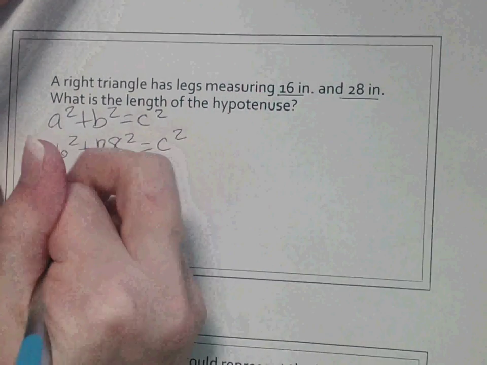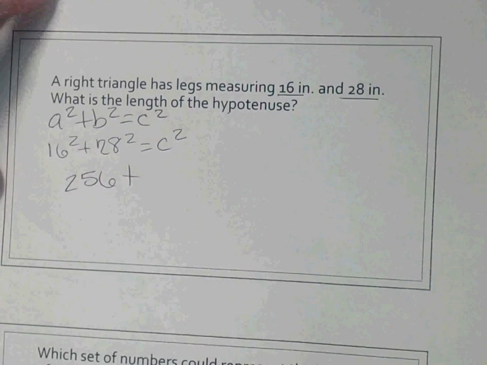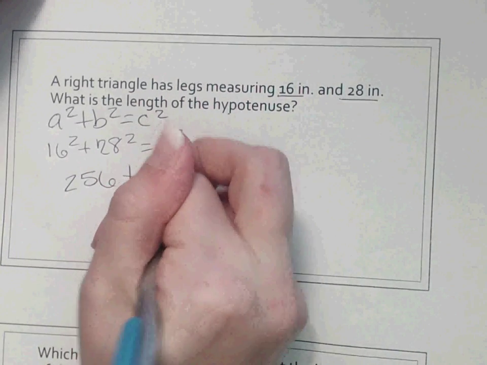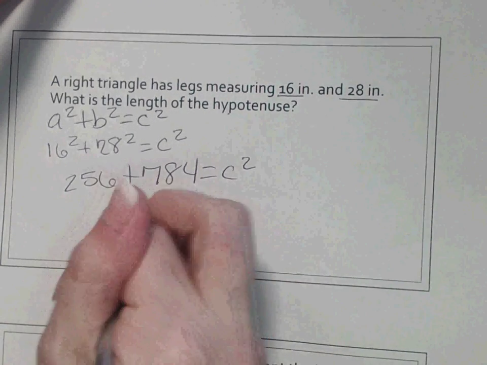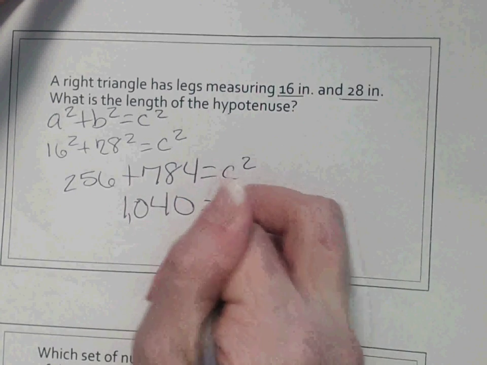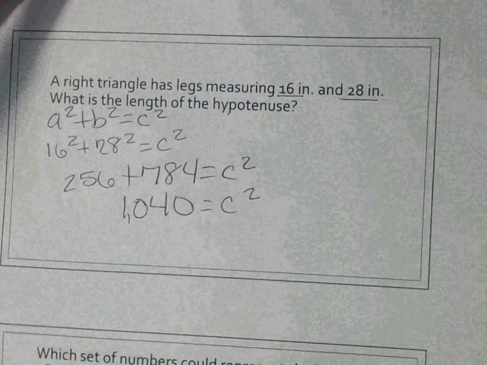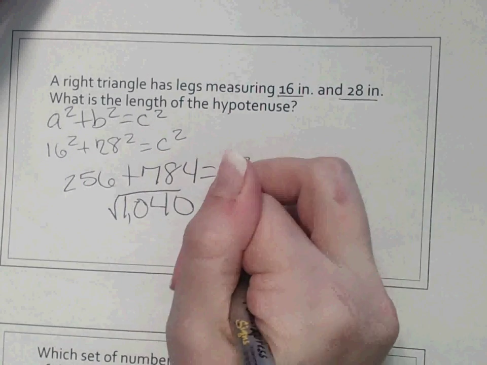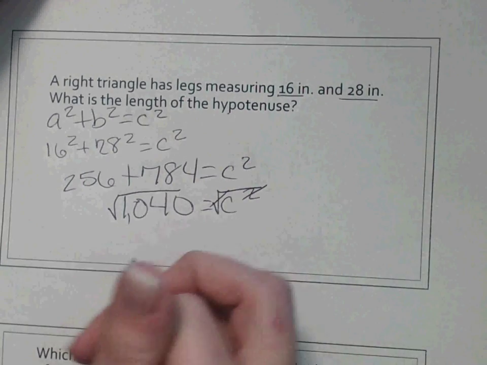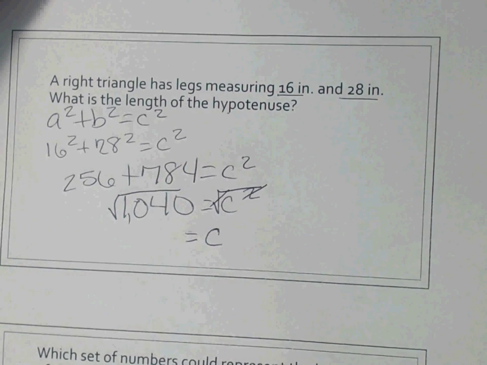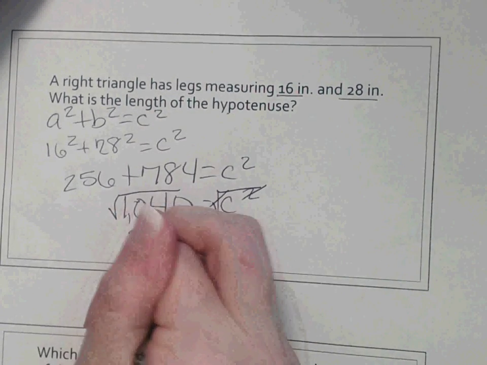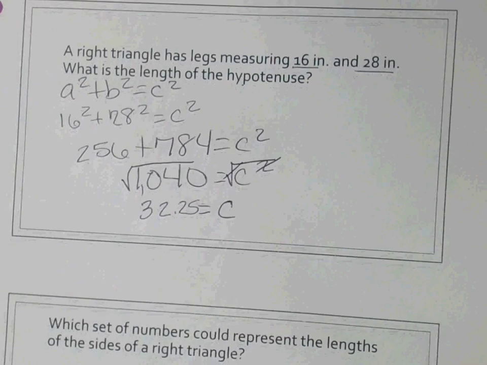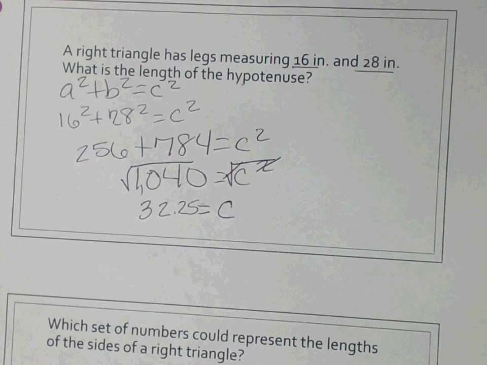So 16 squared gives me 256. 28 squared gives me 784. When I add those together, I get 1040. Now to get rid of this square, I have to take the square root of both sides. And I get 32.25. So that's a good number. If they wanted it a little different, you could get that.